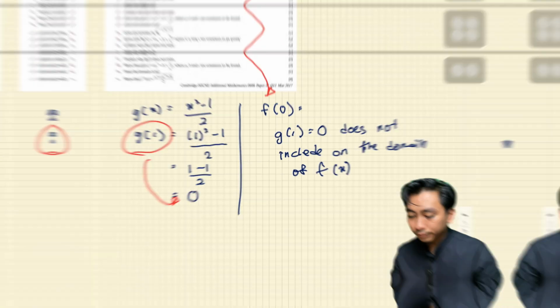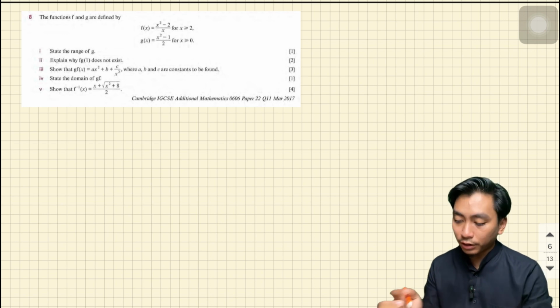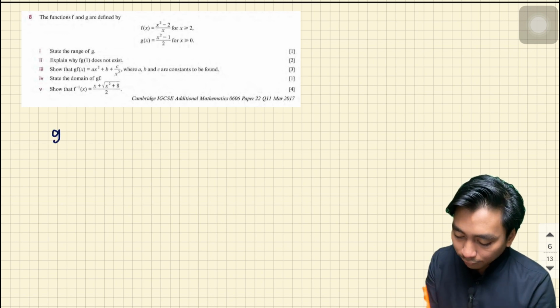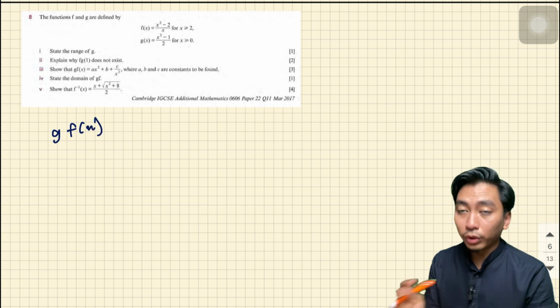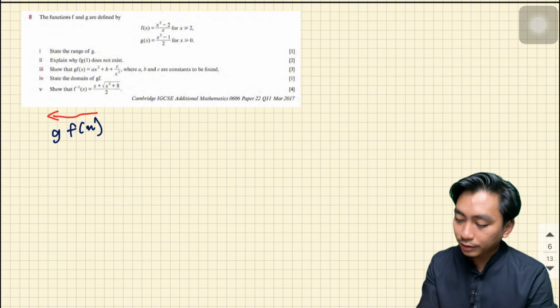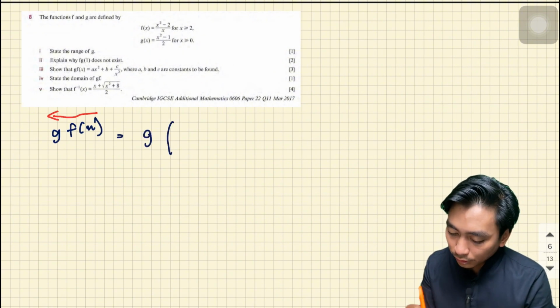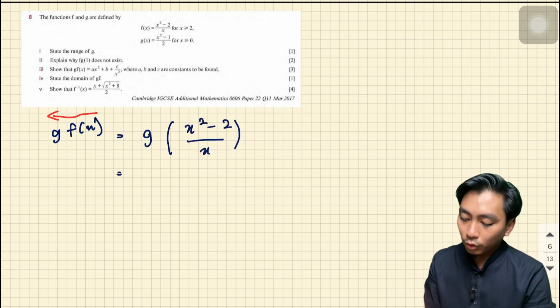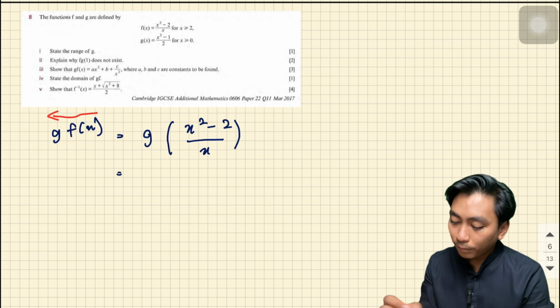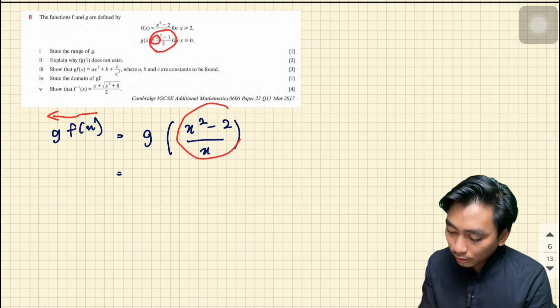Let's look at number 3. Okay, for the next question, question 3, we have to do the composite function, which is gfx. First, remember, we have to do from right to left, which is fx first, then gx. So this is g, and we have the fx is x square minus 2 over x. So what we have to do is copy the gx function here, but replace the x value with this value. So it will be like this.